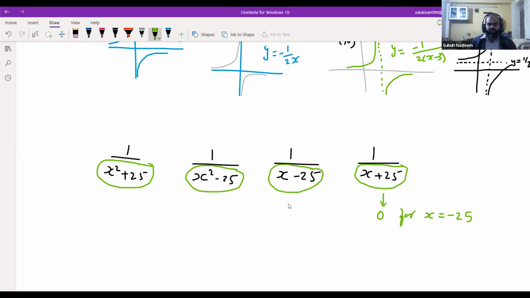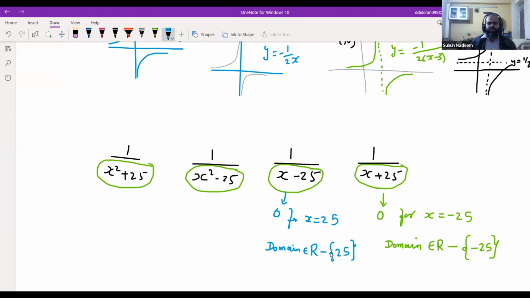If you take x as minus 25, then the denominator will be 0, and y will be undefined. So in domain here, whole real number, but not minus 25, can we say? Yeah. Here, when will this become 0? For x is equal to 25. Is it so? Yep. So domain is real number except 25. Here you can't take minus 25. Here you can't take 25. Is it okay?